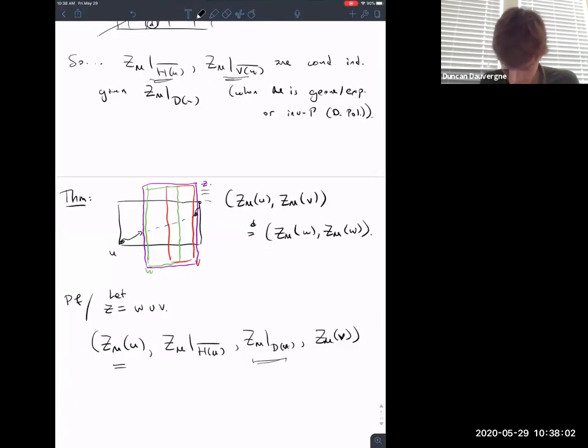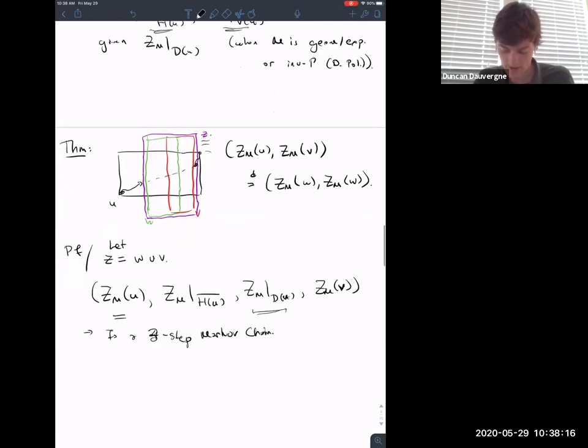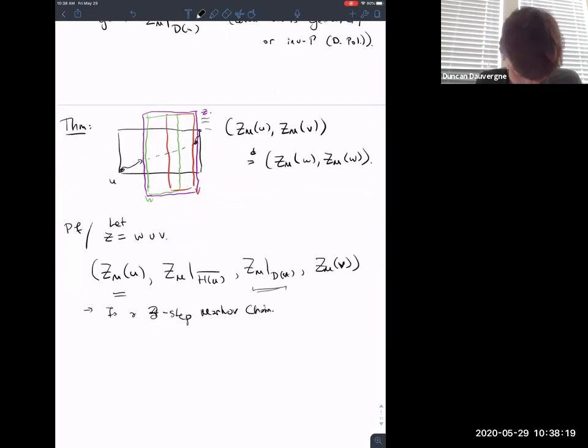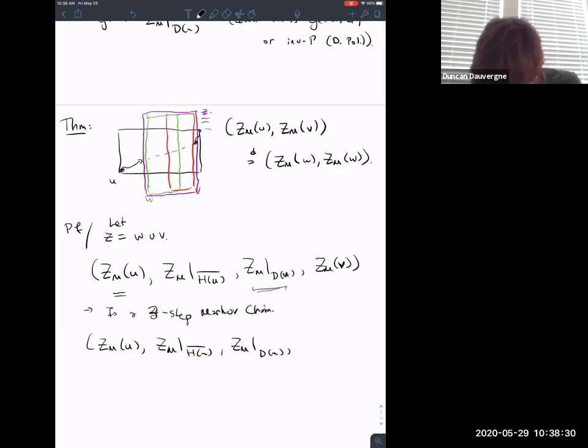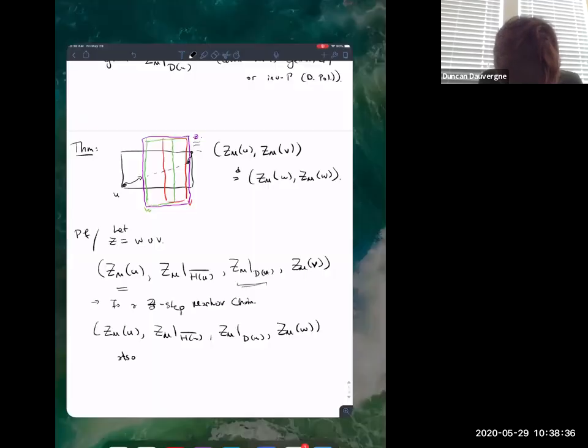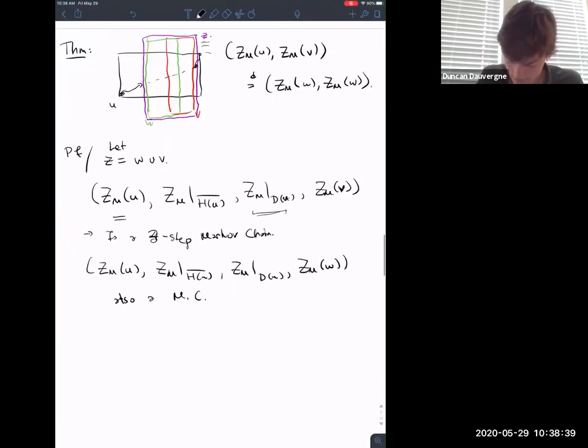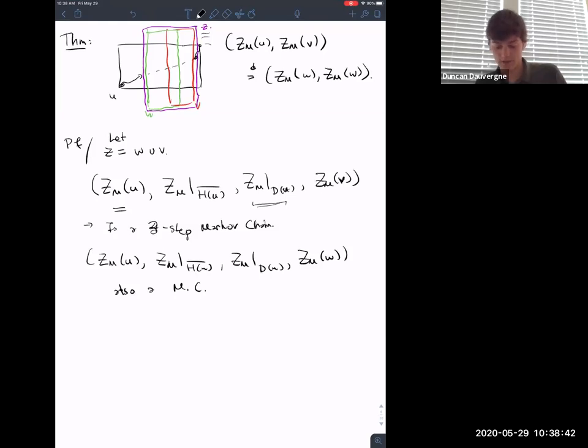So what I've done is I've decoupled Zm of U from Zm of V. So this is a 3-step Markov chain by this conditional independence structure here. And I can similarly create a Markov chain involving W. So Zm of U, Zm of H bar of U, Zm of D of U, and Zm of W is also a Markov chain, just by this conditional independence structure.